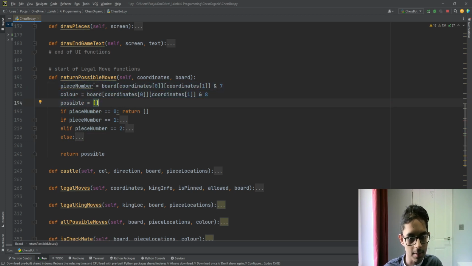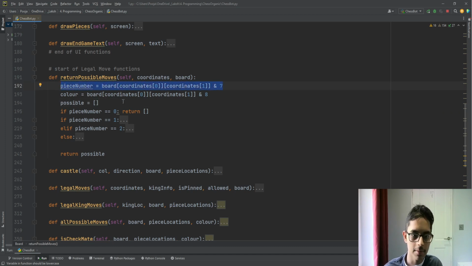This just determines the piece number. We AND it with 7, since the first 3 bits basically represent the piece number, and the 4th bit represents the color. So we AND it with 8 to determine the color, and with 7 to determine the piece number. If the piece number is 0, then that's basically not a valid piece, so we just return an empty array. Ideally we shouldn't have to return the possible moves of a piece which doesn't exist, but in case it happens, we return an empty array.